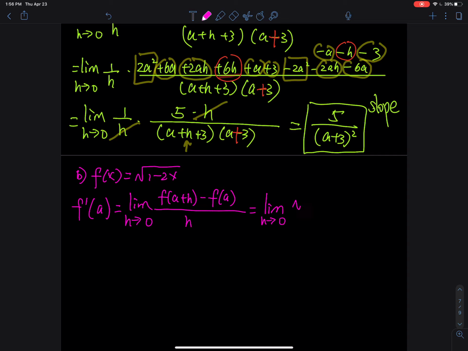All right, so this is 1 divided by h times the square root of 1 minus 2 times a plus h, and then minus the square root of 1 minus 2a. So we have a square root. To do some simplification, I need to multiply by a conjugate. This is a minus, so I have to multiply the entire function by the square root of 1 minus 2a plus h. So the opposite of minus is a plus. 1 minus 2a, and then you write the same thing in the denominator.